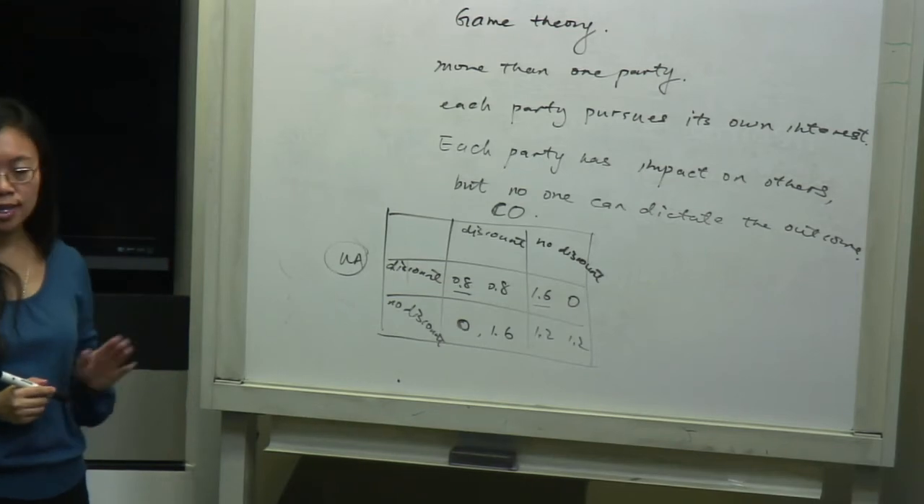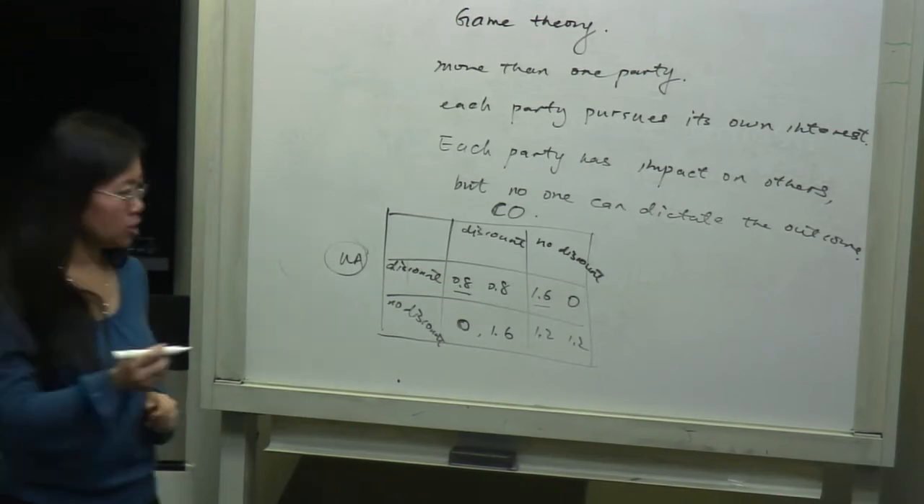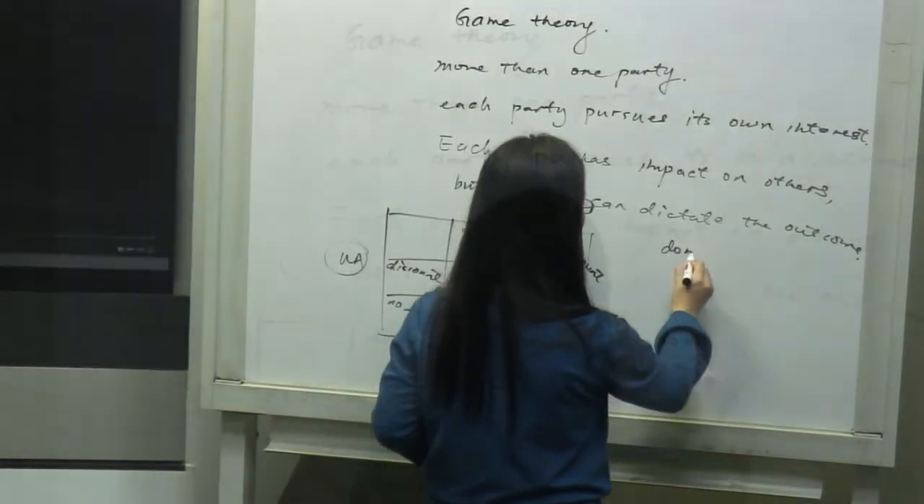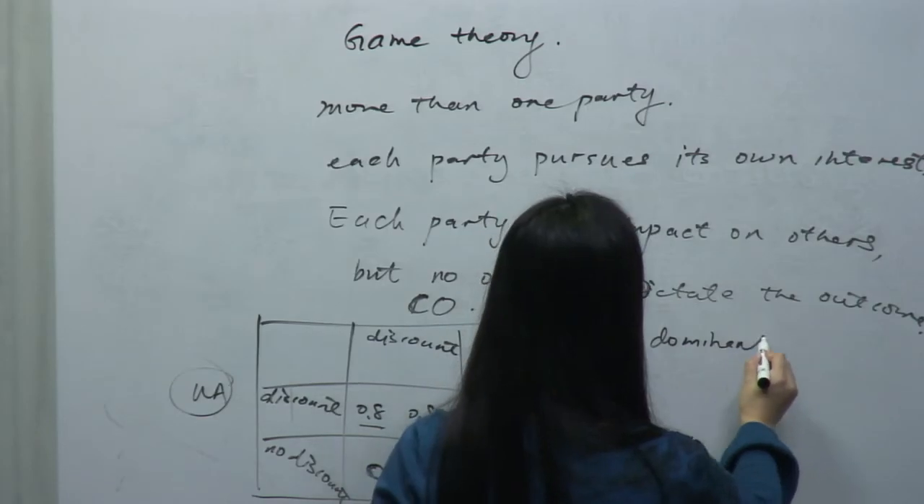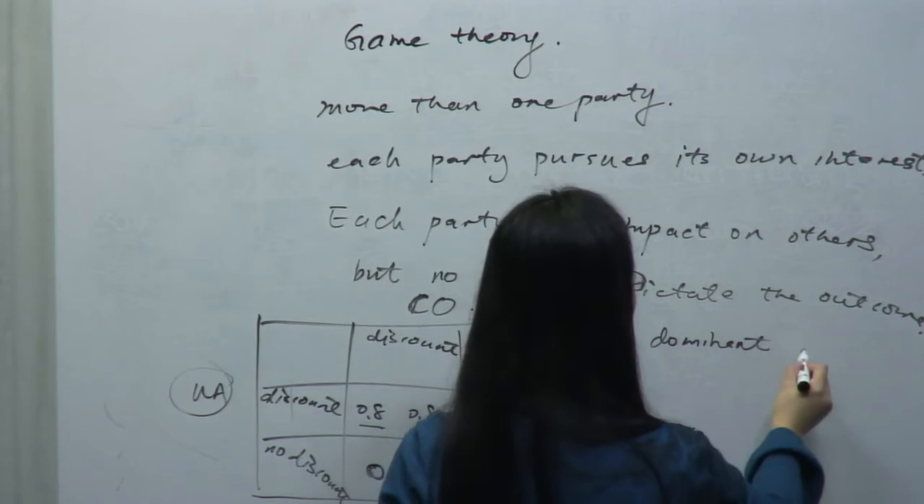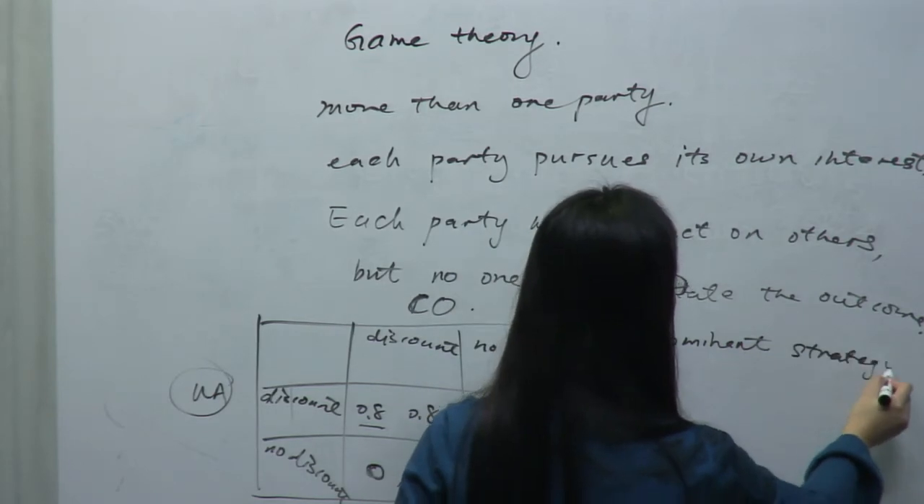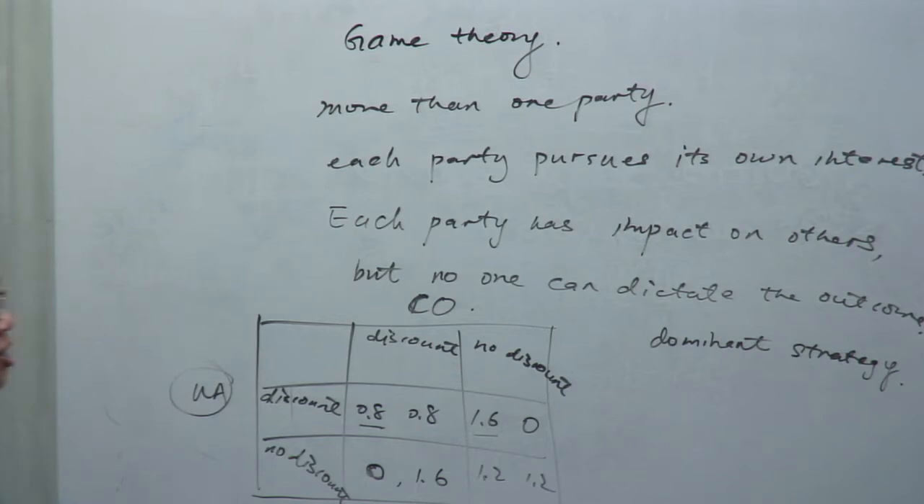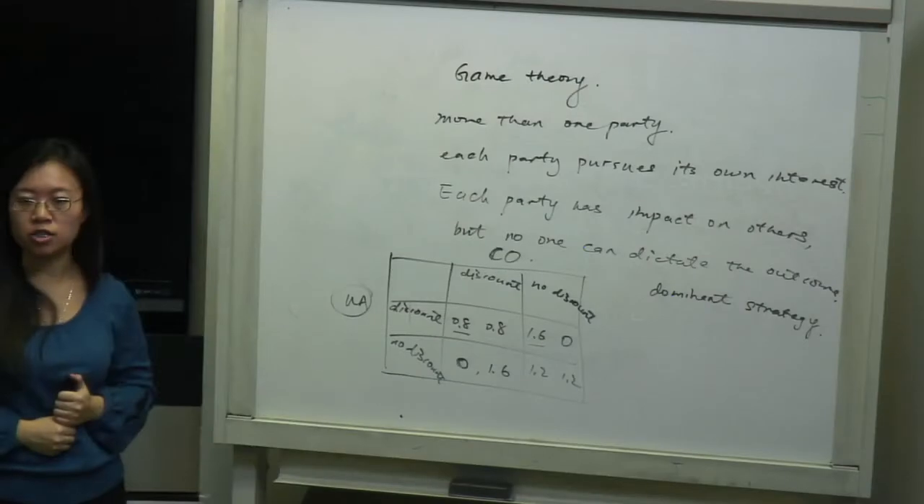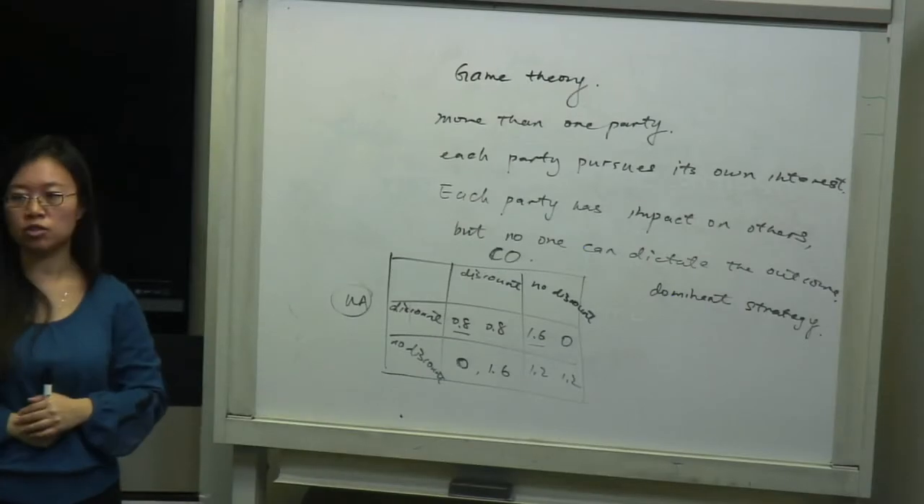So we call this a dominant strategy. A dominant strategy says that no matter how the other players play, you always have the same best strategy. Then that's what we call the dominant strategy. So UA has a dominant strategy.